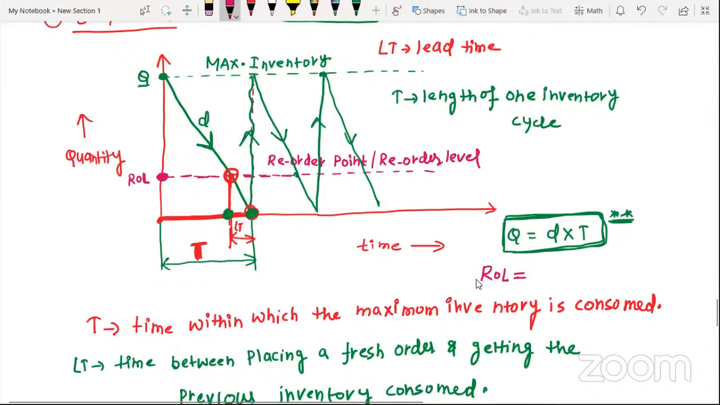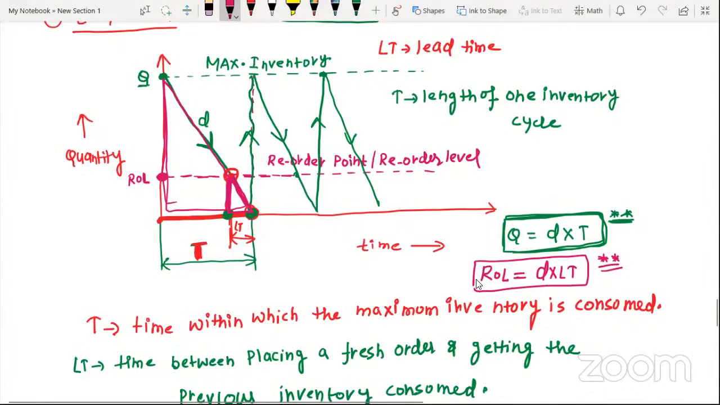In a similar way, the reorder level can also be written like this. Here you can see the small triangle. We can also use the similarity of triangles, but directly I'm going to write this reorder level: ROL can be written as small d into LT. This is the reorder level or reorder point. These two formulas are very important, and you can achieve them from the similarity of triangles also.